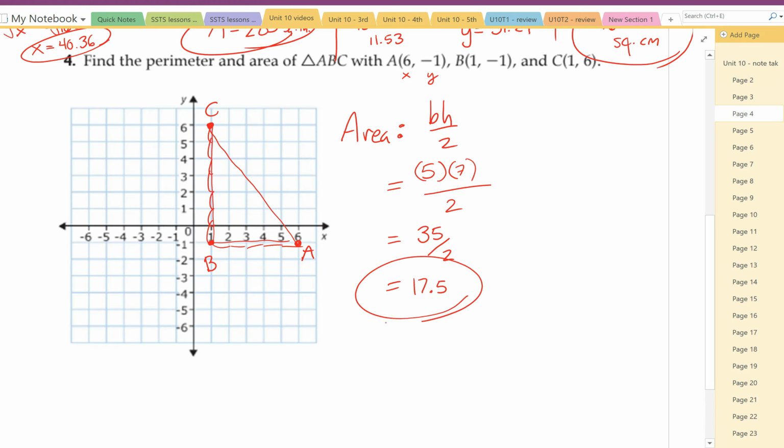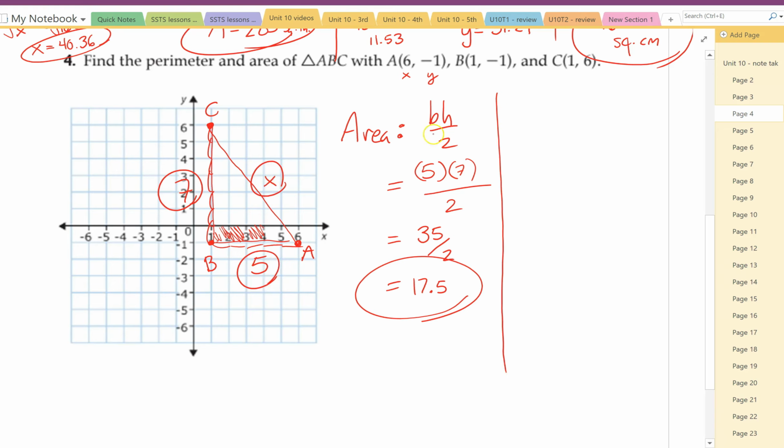17.5. So what that sort of means on here, if you want to think of it this way, is if I counted up the number of squares that are inside of this triangle, including these partial pieces, if I were able to assemble them all together, I would get a total of 17.5 of them. Okay, now I need the perimeter. Well, I know that this side is 5 and this side is 7, but I don't know this side yet.